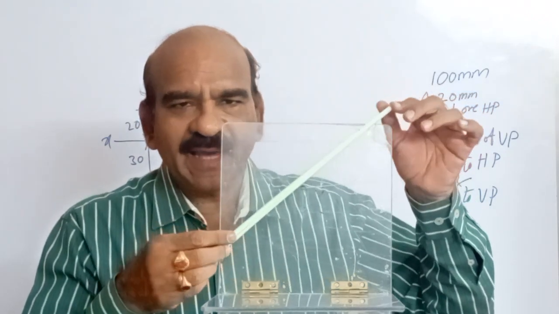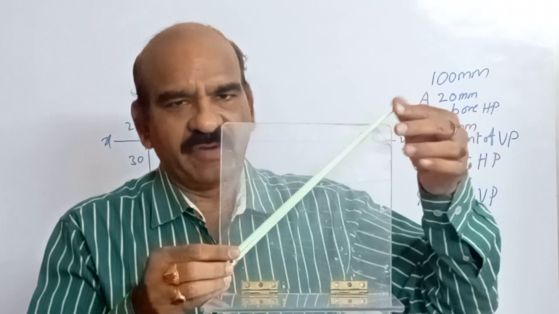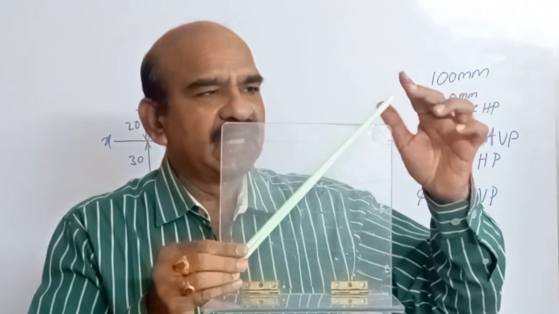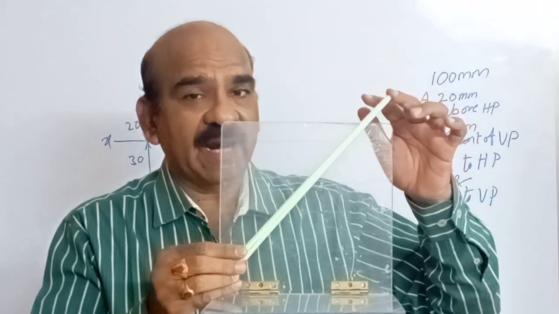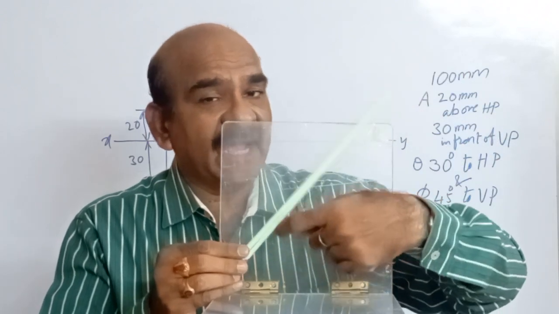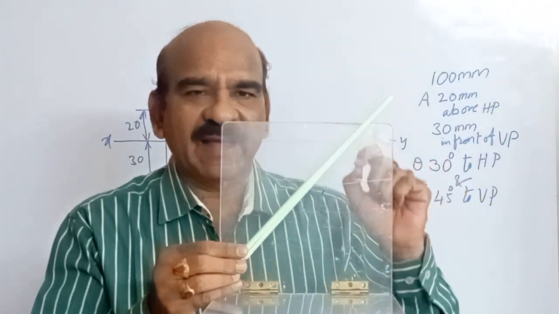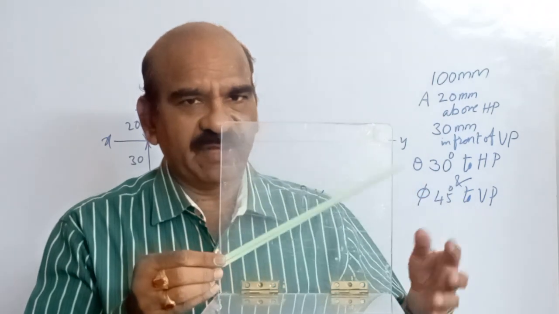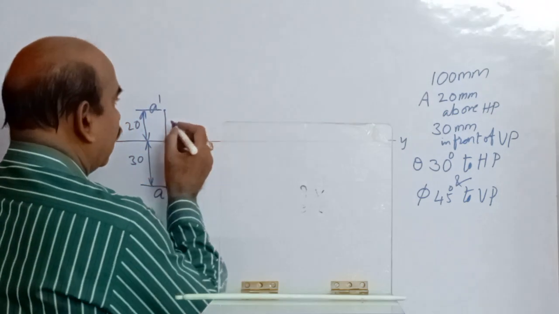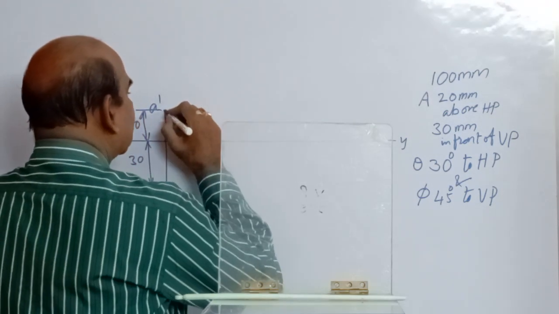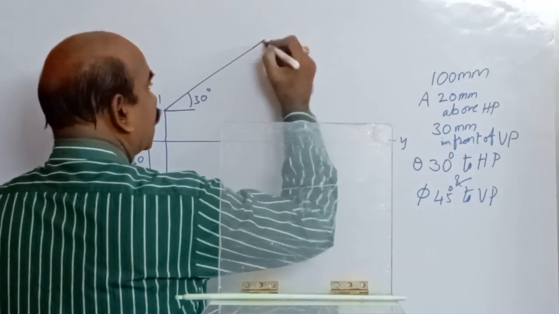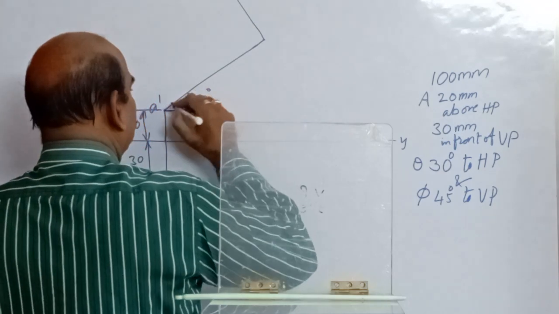Okay. The entire line is taken 30 mm in front of VP, and the point A is 20 mm above HP. So here, the entire line is parallel to VP and inclined at 30 degrees angle to HP. That is angle theta, we call it the true inclination with the HP. We draw the position of this line when, in the front view, we see a line at 30 degrees angle and the true length of 100 mm is visible.